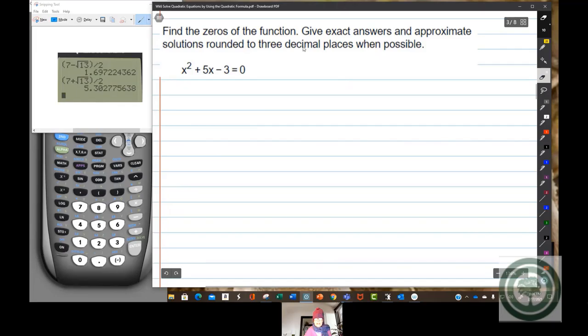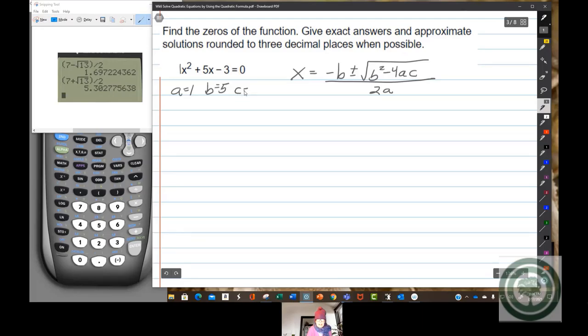Let's do another one. Same instructions. Find the zeros of the function, give exact answers, and approximate solutions rounded to 3 decimal places when possible. Okay. So I'm not going to sing it this time. X equals negative B plus or minus the square root of B squared minus 4AC all over 2A, where A is 1, B is 5, and C is negative 3.